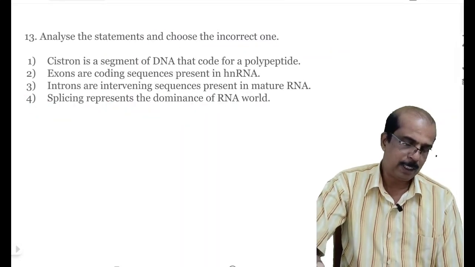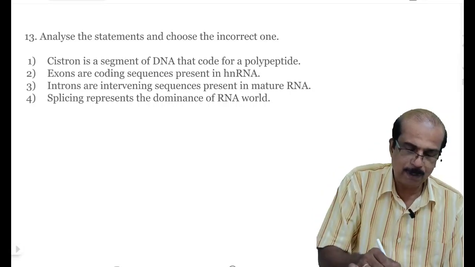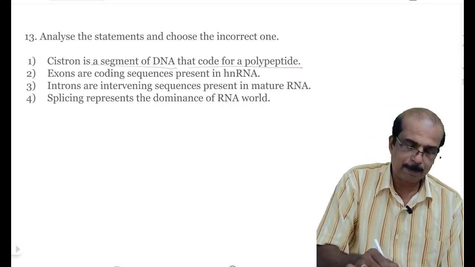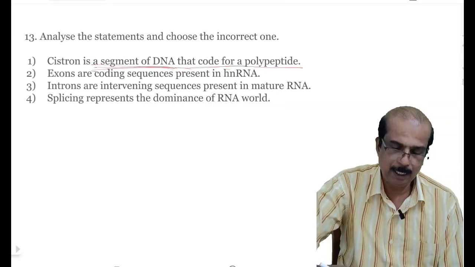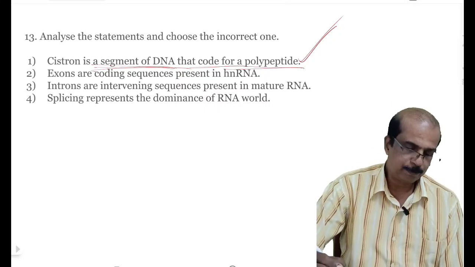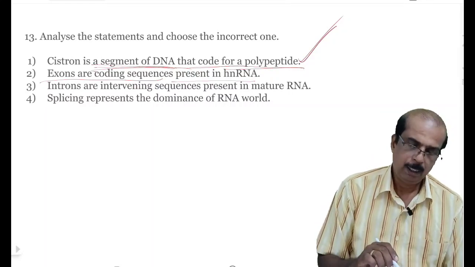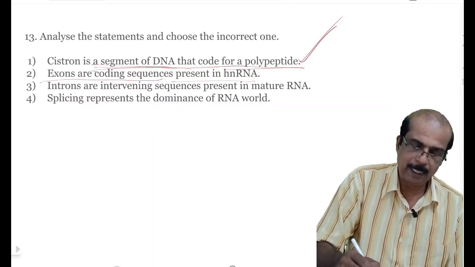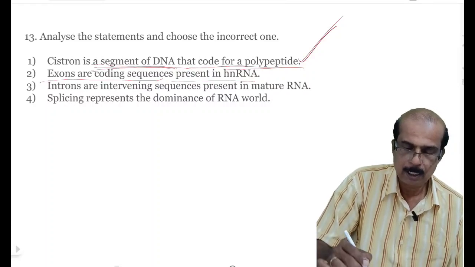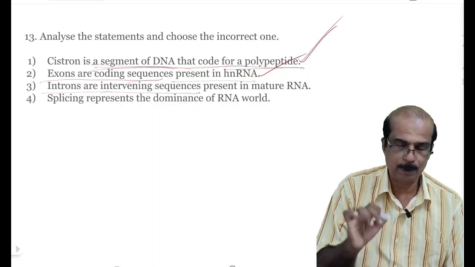And what about the 13th question? Analyze the statements and choose the incorrect one. Cistron is a segment of DNA that codes for a polypeptide. Cistron is the smallest segment of DNA which can code for a polypeptide. This is a correct statement and also the definition of cistron. Exons are coding sequences present in hnRNA. hnRNA is primary RNA present in eukaryotes. Exons are coding sequences. The statement is correct. Introns are intervening sequences. Correct up to this much.